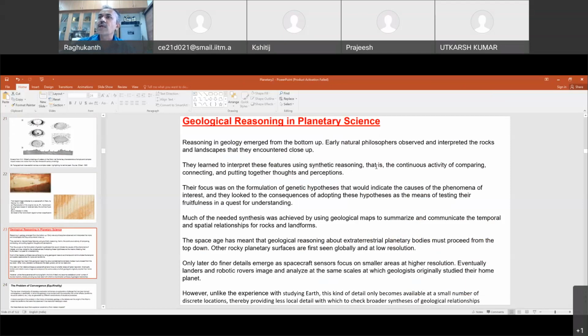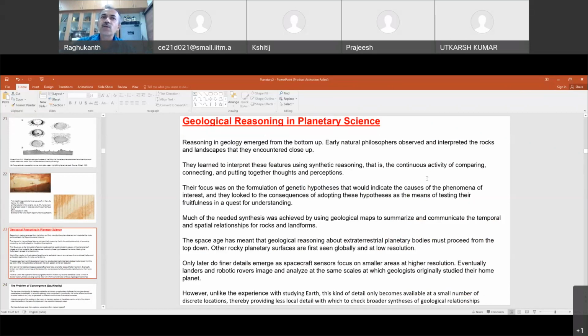Okay, reasoning they give. That is, you compare, for example, if you go to Kadapa Basin or the Indo-Ganga Basin, they compare this region with other regions also, and try to give analogies. Then they connect things, and finally put together their thoughts and perceptions of how these things have evolved, what the present state is, how it was in the past, and give all this type of interpretation. That is essentially what we call geological reasoning.